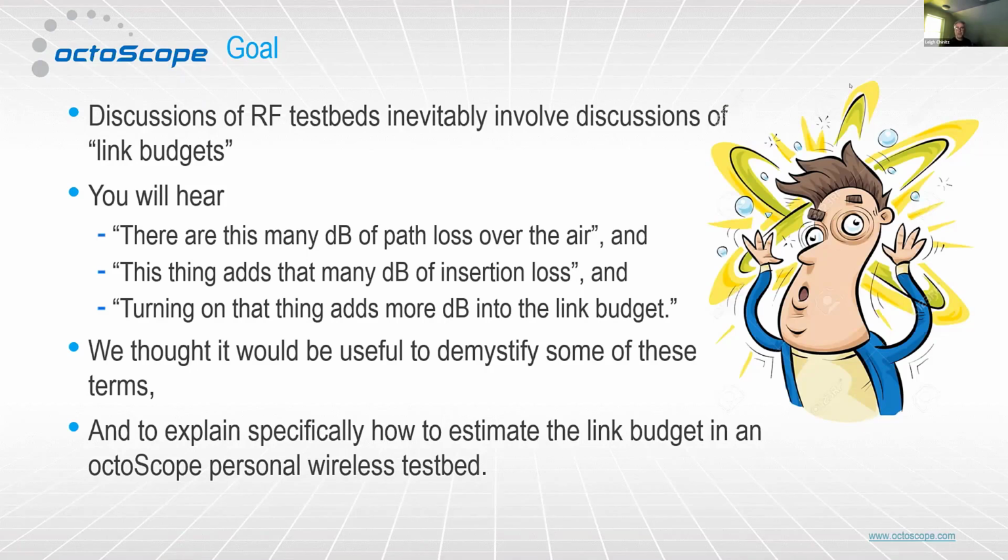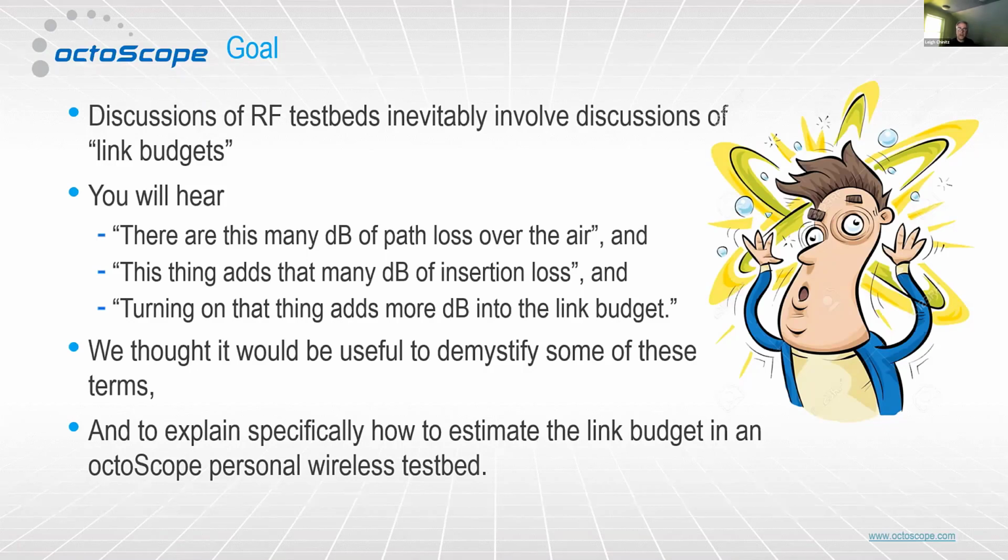When you talk about link budgets, you inevitably hear things like, oh, well, we have this many dB of path loss over the air, or if we stick this thing in, we're going to get some more dB of path loss, or if we put on that thing, we'll get some more dB in the link budget. So we thought it would be useful to clarify what all that means and get into some details of what that means inside a personal testbed like the octoScope testbed.